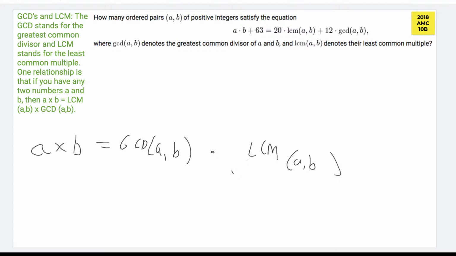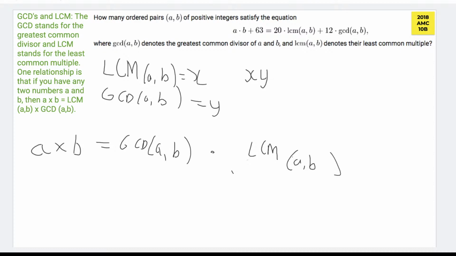So now, let's say that we know that A times B is equivalent to the GCD of A and B times the LCM of A and B. Let's say the LCM of A and B is X, and the GCD of A and B equals Y. Now we can just substitute this in here because we know X times Y will equal A times B in this case. So all this says is that X times Y plus 63 equals 20 times the LCM, which is X, plus 12 times the GCD, which is Y.